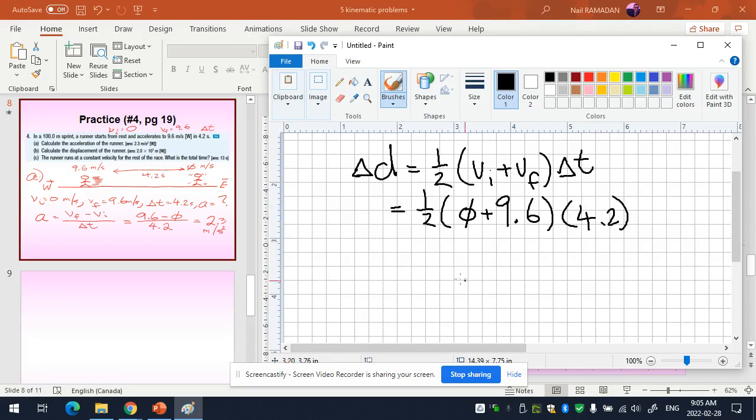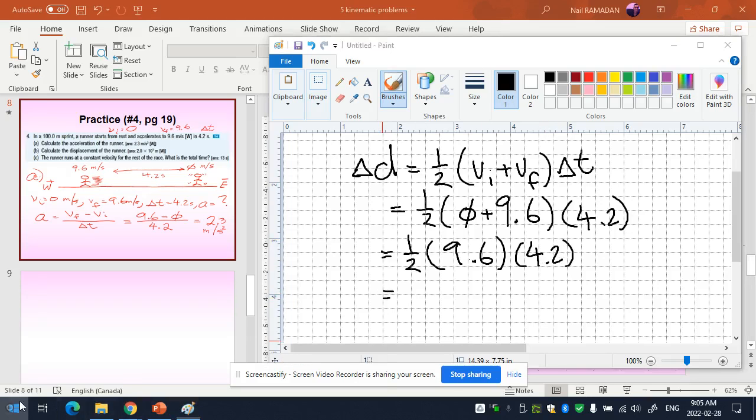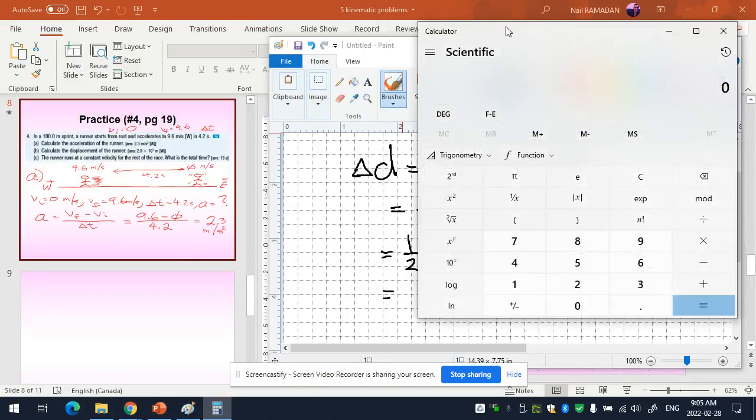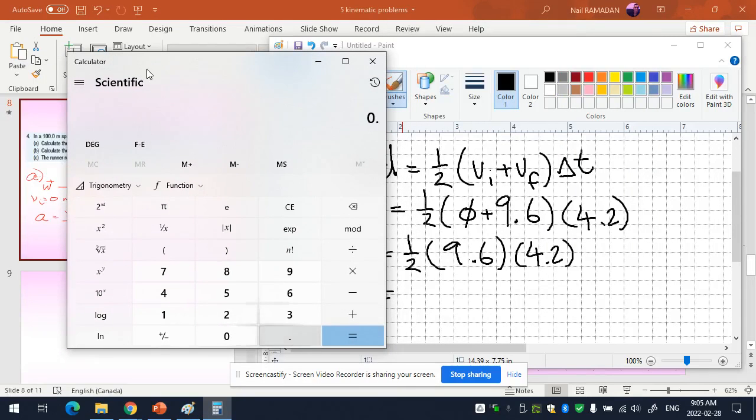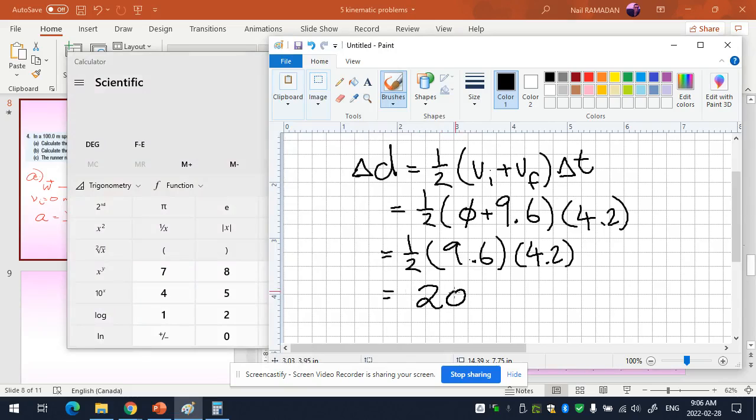4.2. Okay. So that means 1/2 times 9.6 times 4.2. And we can just do the triple product right now. So I can do this: 0.5, or 1/2, times 9.6 times 4.2. What would this be to 2 sig figs? Is this closer to 20 or 21? This is closer to 20. So 20, and what's the unit here? We're doing displacement or distance.